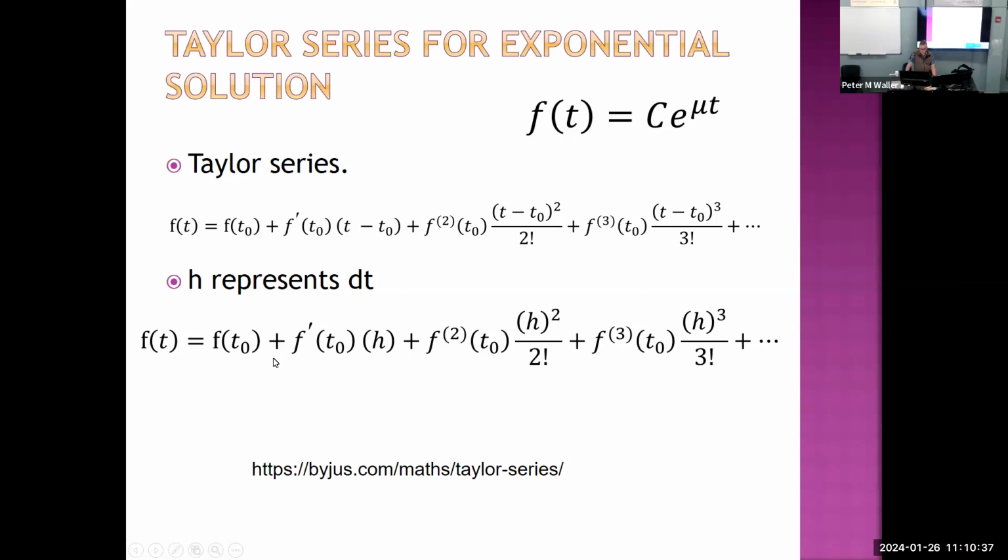And in our case, we're going to use h as the time step. So that's like dt. That's like t minus t0. So what we're doing is we're calculating the change in concentration from t0 to t.